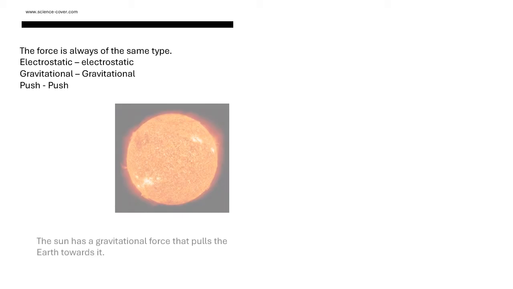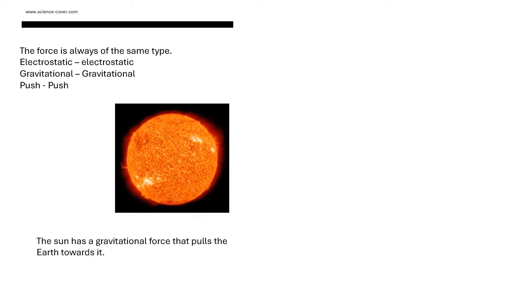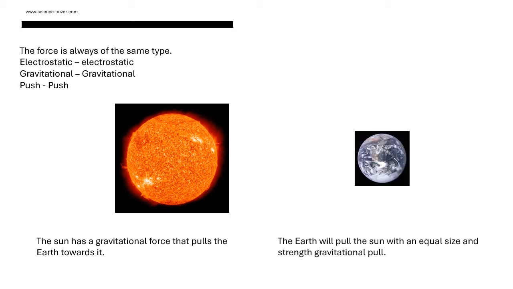The force is always of the same type, so an electrostatic force will produce an electrostatic reaction force. A gravitational force will produce a gravitational reaction force, and a push will produce a push as its reaction force. The Sun has a gravitational force that pulls the Earth towards it. So the reaction force means that the Earth will pull the Sun with an equal size and strength.